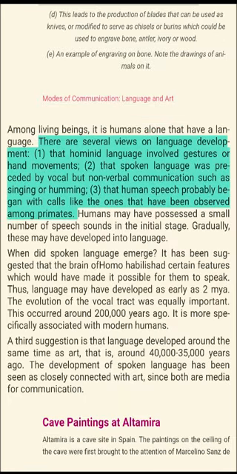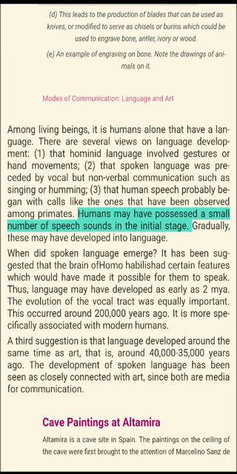Modes of communication, language and art. Among living beings, it is humans alone that have a language. There are several views on language development: 1, that hominid language involved gestures or hand movements; 2, that it was preceded by vocal communication such as singing or humming; 3, that human speech probably began with calls like the ones that have been observed among primates. Humans may have possessed a small number of speech sounds in the initial stage. Gradually, these may have developed into language.